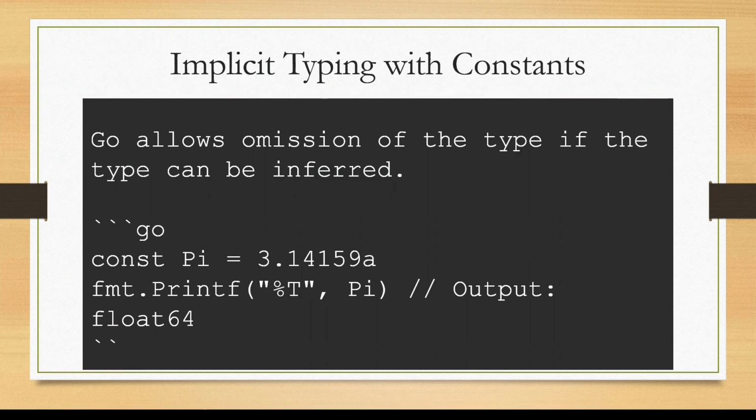So you can skip writing the type and Go will still understand what you mean, as long as the value makes it obvious. When you are writing short and simple code, maybe for practice or quick tools, skipping the type makes your code cleaner and easier to read. So yeah, implicit typing makes life easier and it keeps your code neat when used properly.